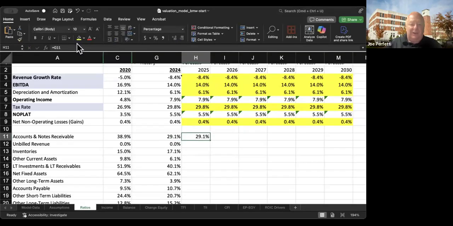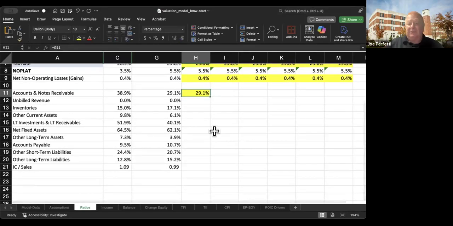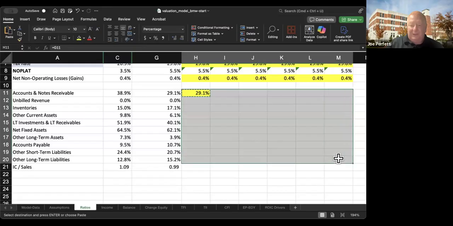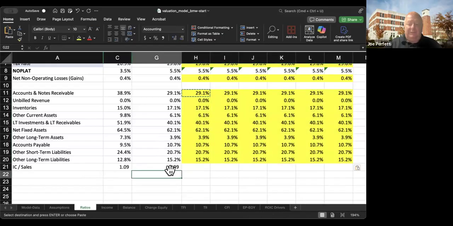That is going to be a yellow cell because it can be changeable. And to save a little bit of time, because everything's just equal to previous year, take cell H11, copy it, select a range going down to M20, and paste it. So what that just did is it just repeated each one of those ratios equaling the previous year all the way through 2030. Now, the only one I didn't do is this last one called IC to sales. IC to sales, 0.99.